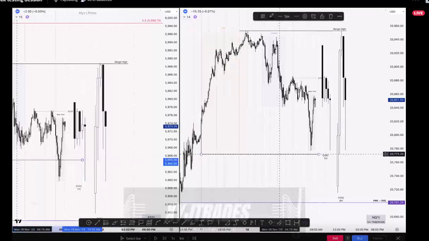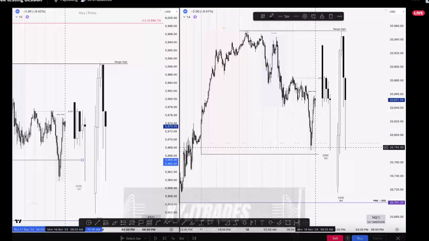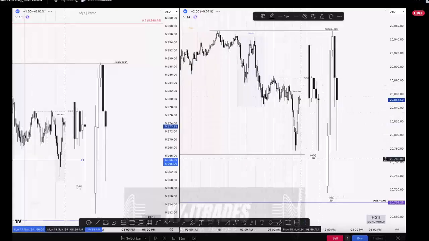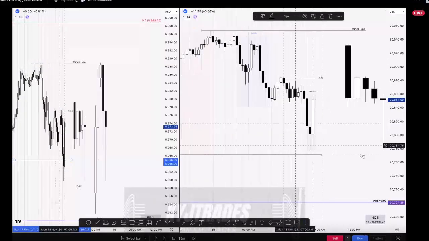And you'll see 8 a.m. comes into the range low, right? And offers a strong reaction off the SMT at the low. It's a 50-minute chart. Okay, we're going to wait for 9.